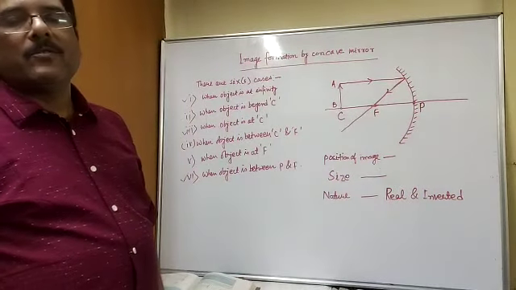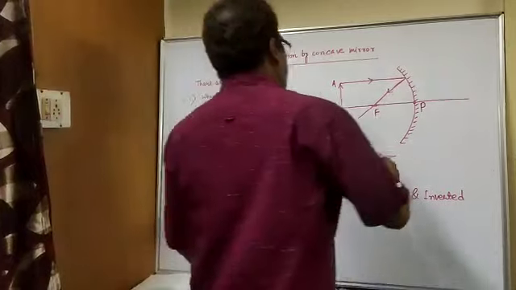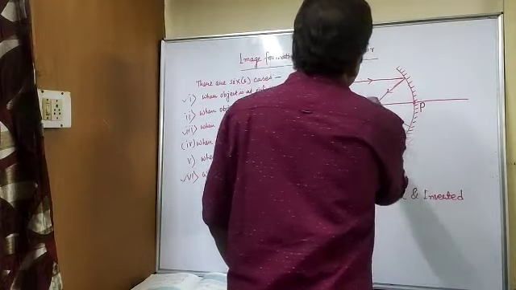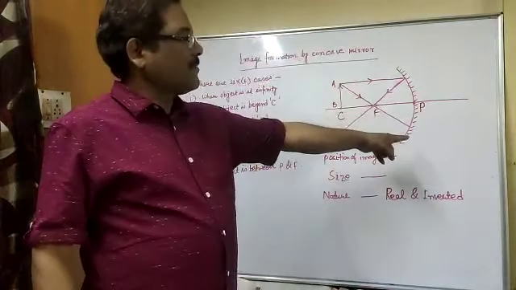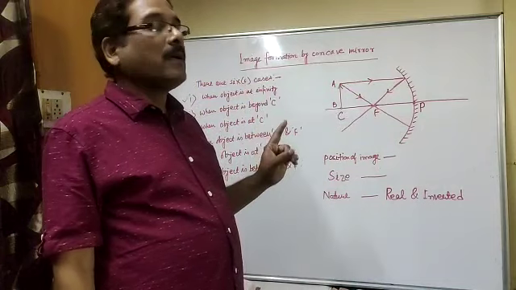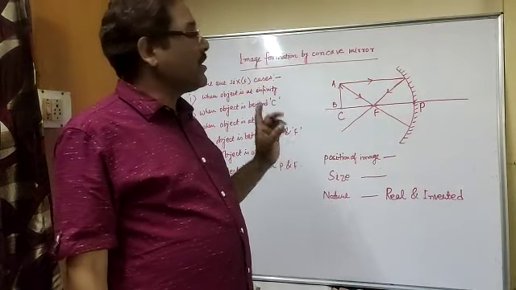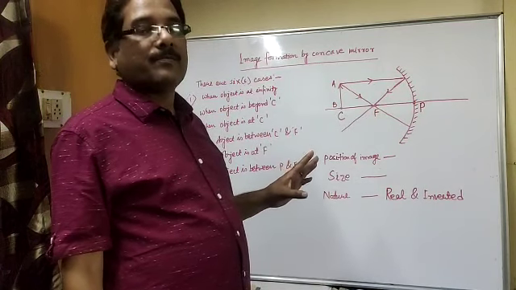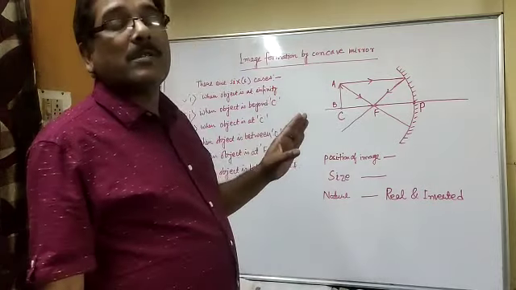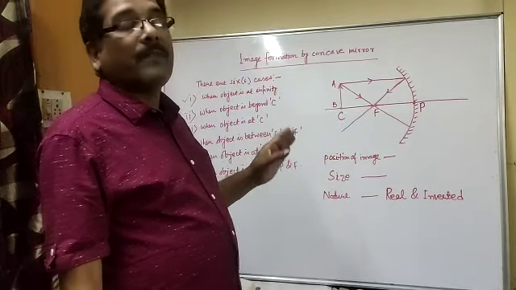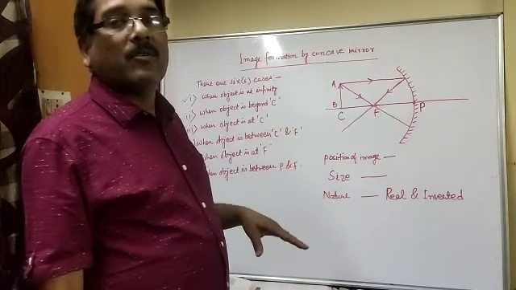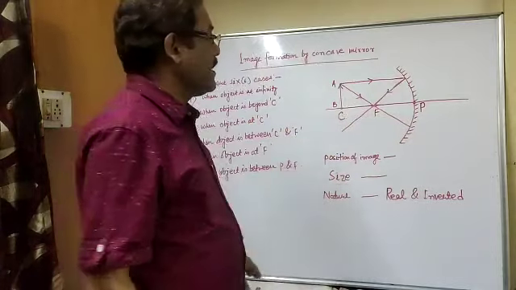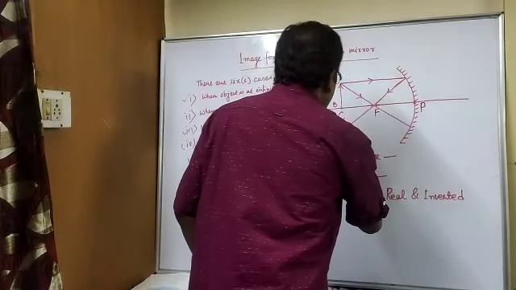Now take another ray through the principal focus of the concave mirror. Suppose this is the ray which passes through the principal focus of the mirror. Now arrows are very important. You must put arrows in your ray diagram, because if you do not put arrows in your ray diagram, half marks will be deducted in the board exam also. Arrow shows the direction of light, in which direction the ray of light is moving. So as we have learnt earlier, when a ray of light passes through focus, it becomes parallel to the principal axis.